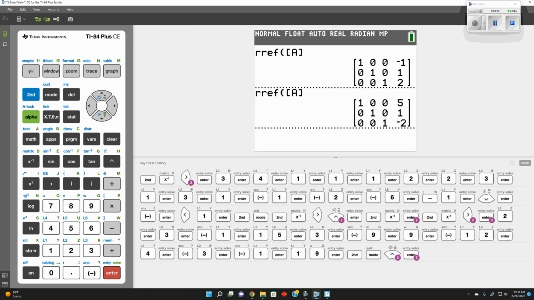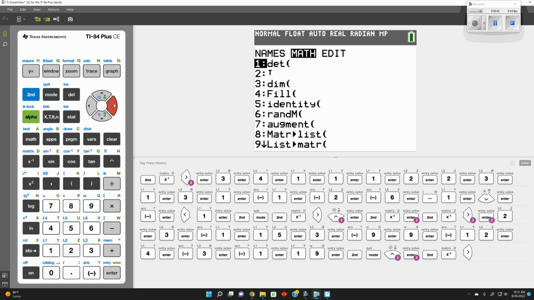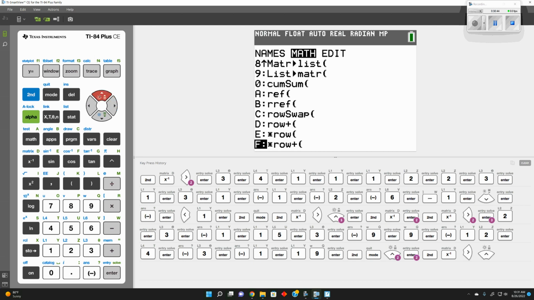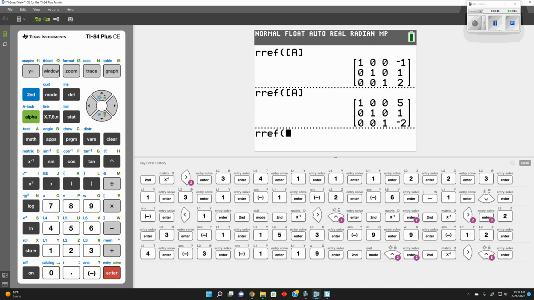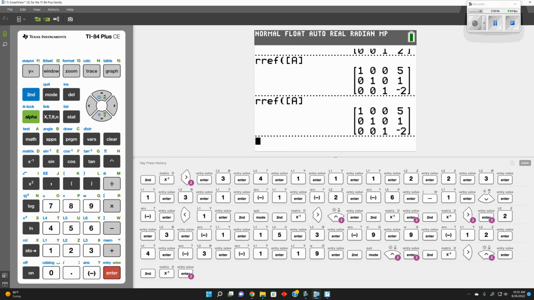But again, I will go through the same process also if we didn't do that, because we would go second matrix, over to math, and we can scroll back up to REF and hit enter. Then we go second matrix and pick the matrix that we want and hit enter, and we get this here. So you can do multiple processes, and you don't have to keep retyping if you have it already typed in once.